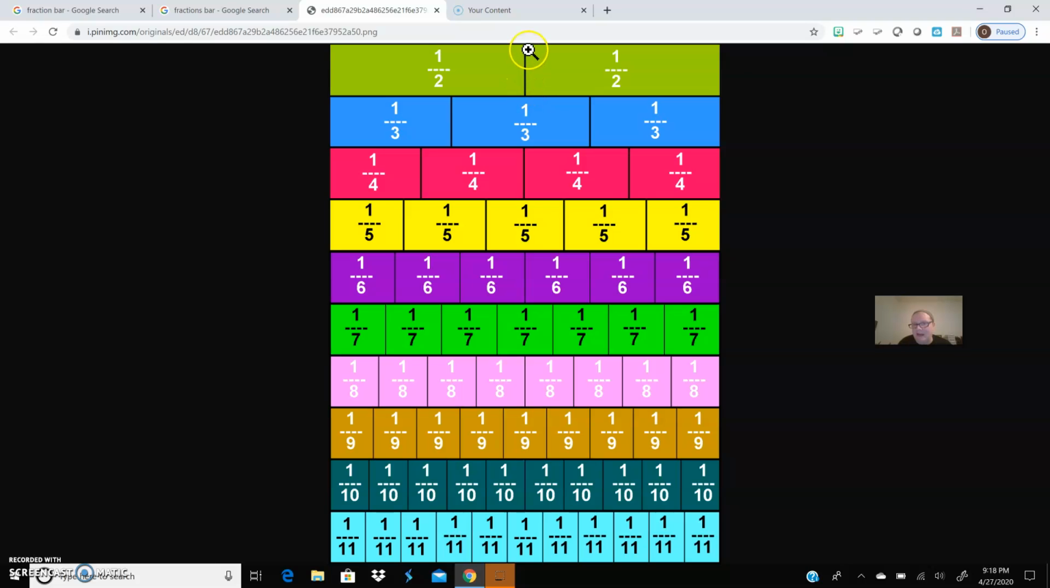I'm going to just take this black line and follow it down. And when it intersects with something, that means it's going to be equal. So I already know that 1/2 is the same as 1/4, 1/4, which is 2/4. Let's go down a little bit further. Okay, it stops here on the 6ths. So 1/2, 2/4 is the same as 3/6.